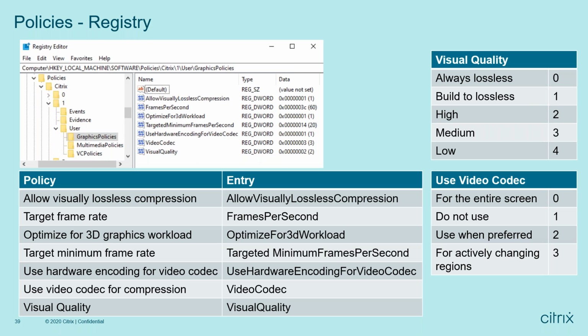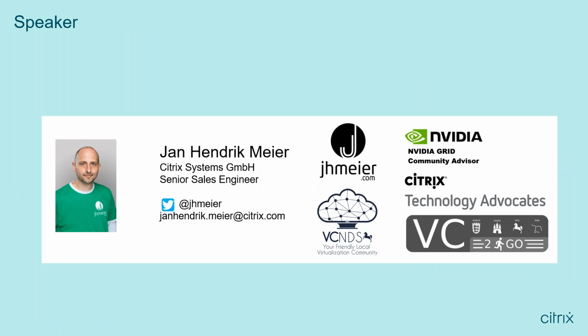And it's the same for use video codec, which has 4 settings: for the entire screen, do not use, use when preferred, for actively changing regions, which is 0 to 3. What's even more important to know is that many of you are aware that there are tools which can change these settings on the fly. On the other hand, you can do that yourself inside the registry and change these settings. So you can modify something during the session to test another setting and see what happens, or if it's working or not working. And that's it.